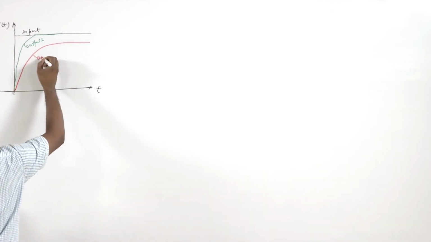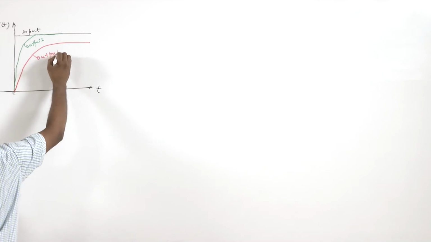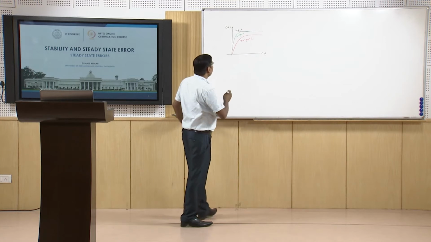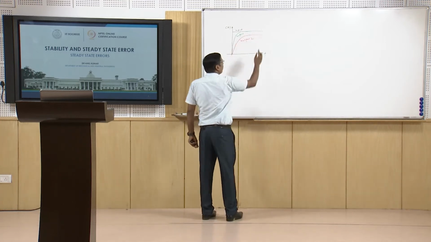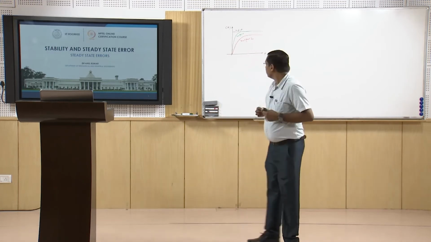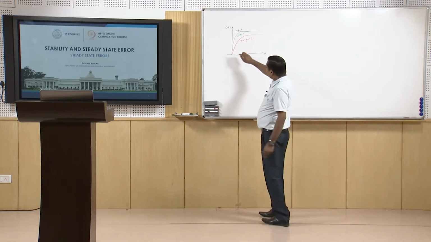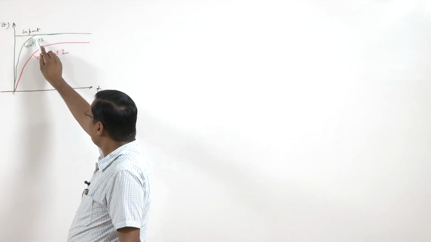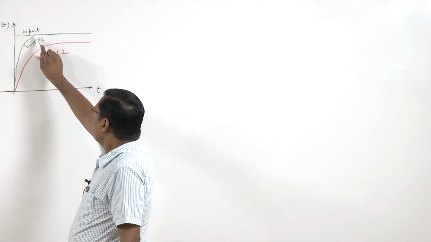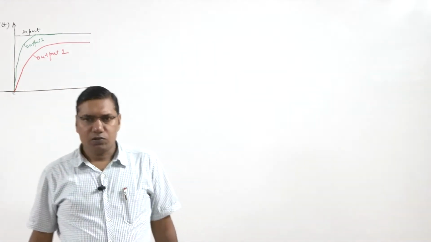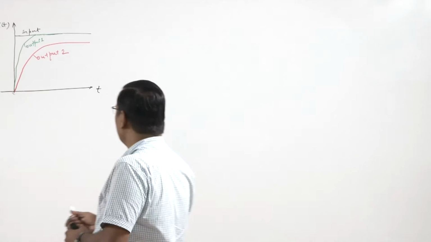So this is output 2. Here we can see that output 1, the steady state, it is starting following this after the transients are decayed, it is following the input perfectly. So here the steady state error is 0.